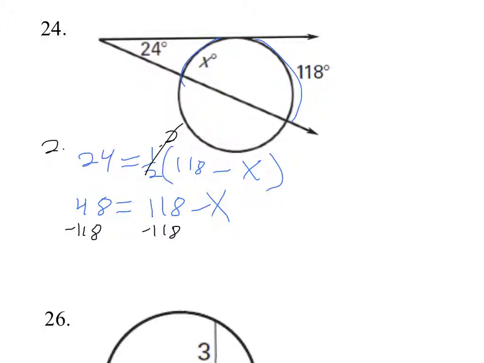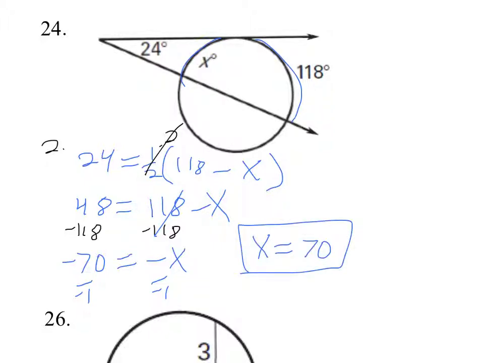So 48 minus 118 is negative 70. Do keep track of your signs here, because on the other side we have negative X, and so you might realize what's going to happen. You can divide both sides by -1, or you might just realize the answer is going to be 70.